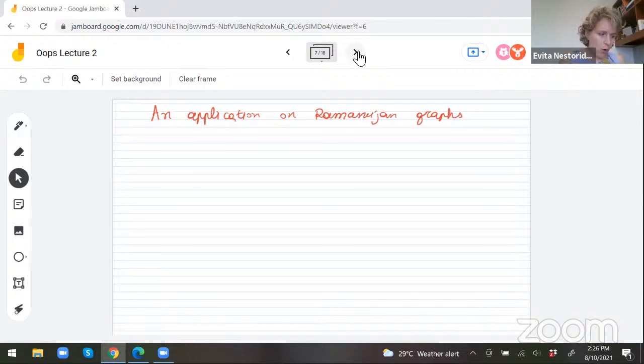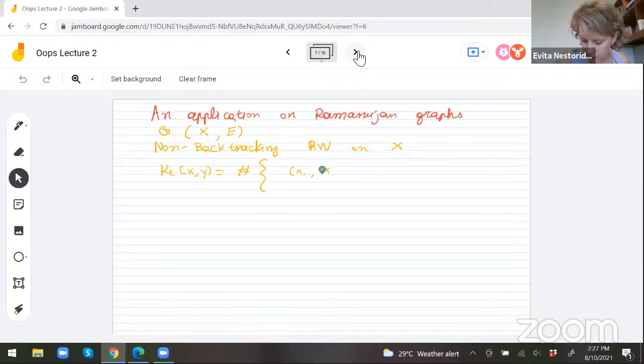Let me define the non-backtracking random walk first of all. Okay, so we will have a graph G. The vertex set will be X and the edge set will be E. And the non-backtracking random walk will be happening on X, so on the vertex set, and is defined as follows. K_T(X,Y) is the number of non-backtracking paths between X and Y of length T. So X_0, X_1, up to X_T, the starting point is X, the finishing point is Y.